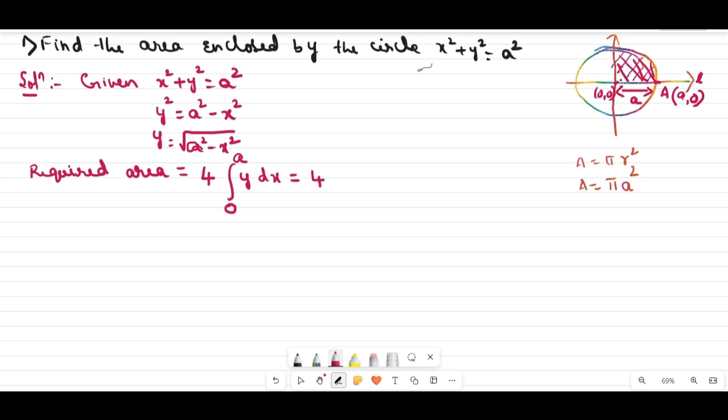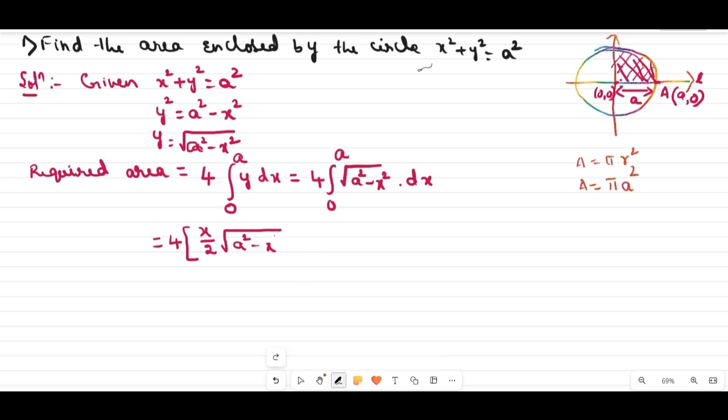As you know the y value already, we have integral from 0 to a of square root of a square minus x square into dx. You know the formula for the integral of root of a square minus x square. Directly applying that formula, 4 times, that means x by 2 into root of a square minus x square plus a square by 2 into sine inverse of x by a. Limit is from 0 to a.